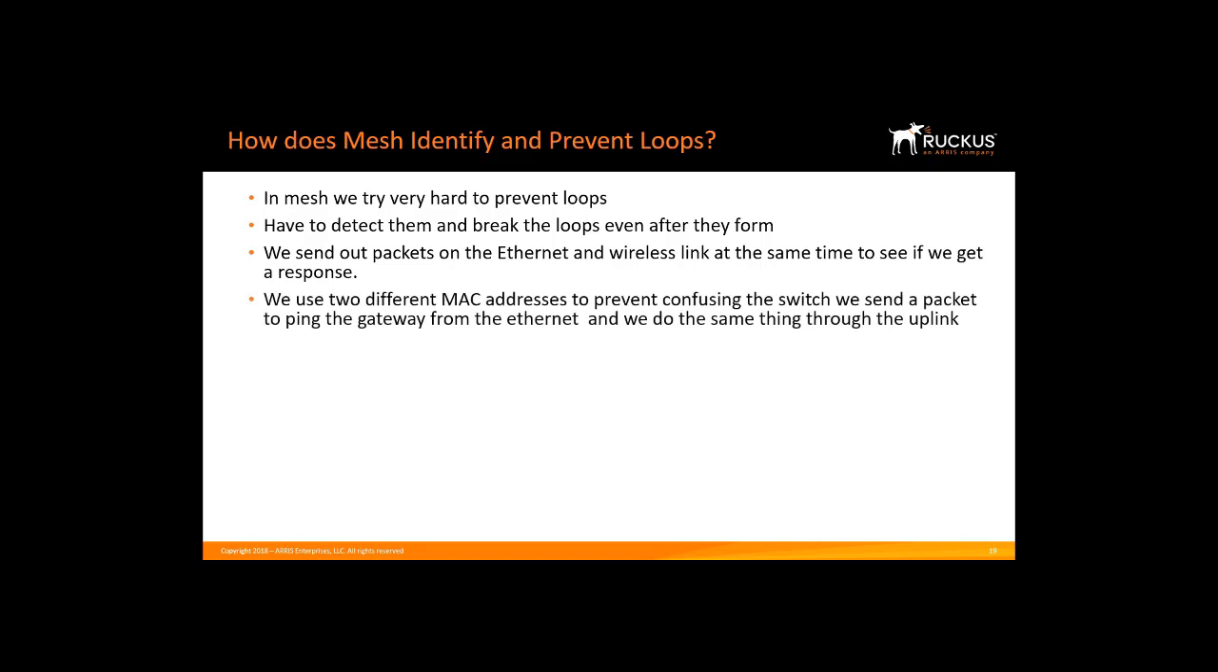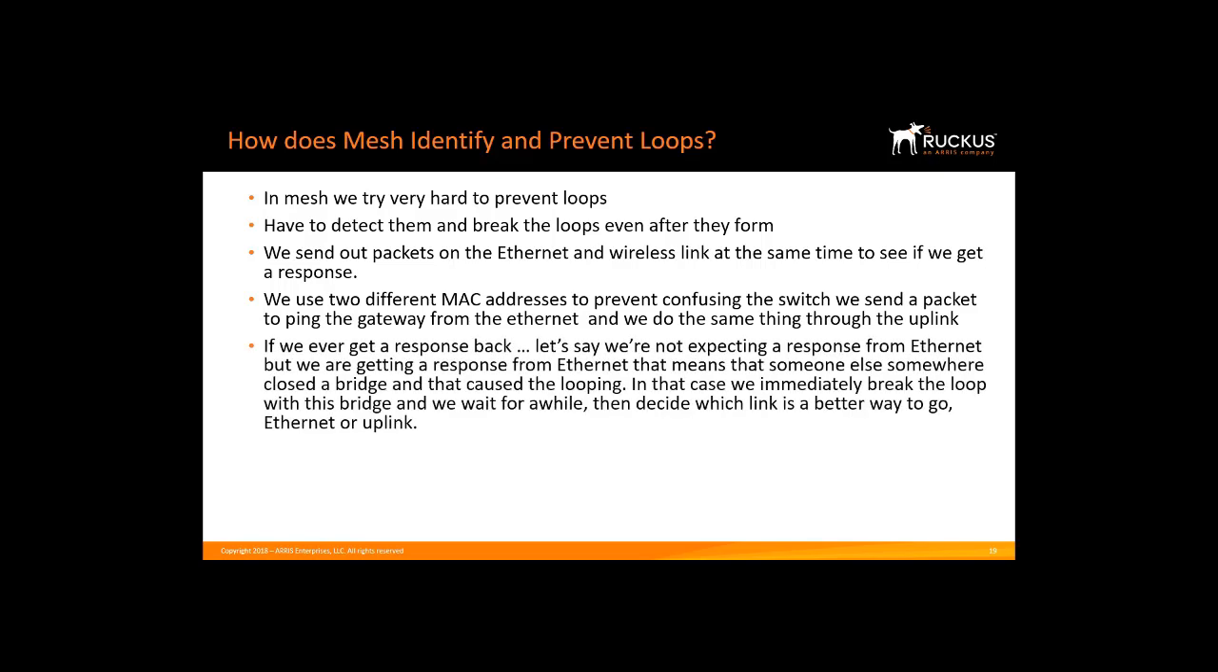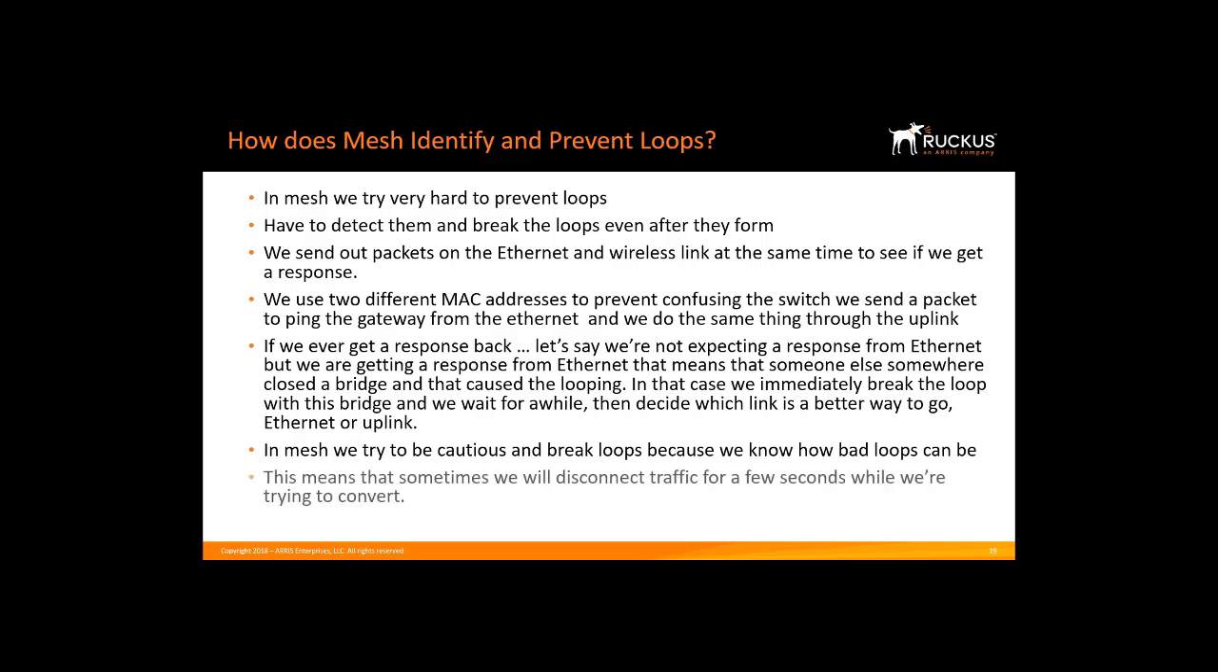We send a packet to ping the gateway from the Ethernet, and we do the same thing through the wireless uplink. If we get a response back, let's say we're not expecting a response from the Ethernet, but we are getting a response from the Ethernet link, that means that someone else somewhere closed a bridge, and that is causing the looping. In that case, we immediately break the loop with the bridge, and we wait for a while and then decide which way is a better way to go, Ethernet or the wireless uplink. In Mesh, we try to be cautious and break loops because we know how bad loops can be. So that means that sometimes we will disconnect traffic for a few seconds while we're trying to converge.